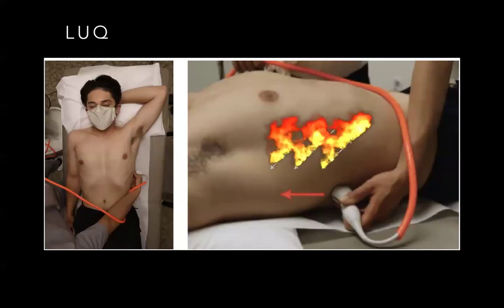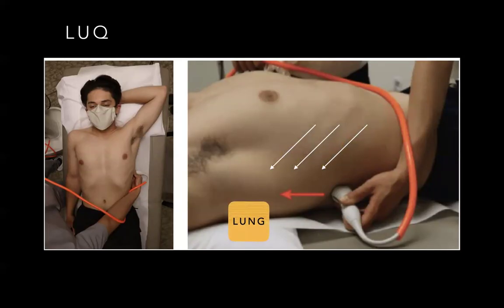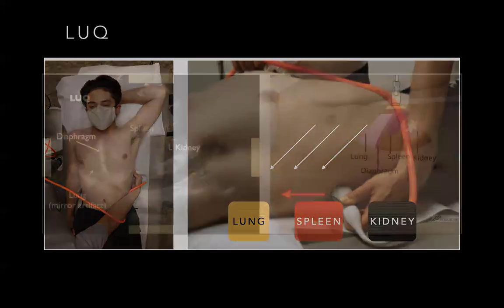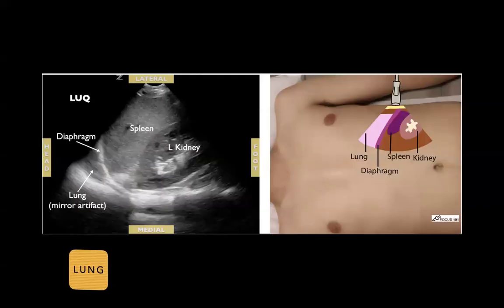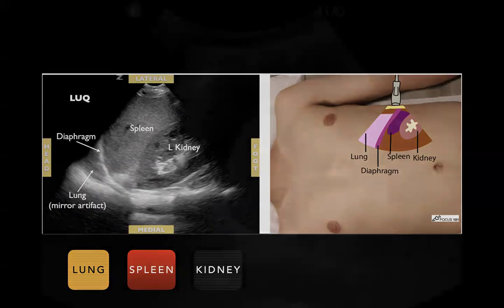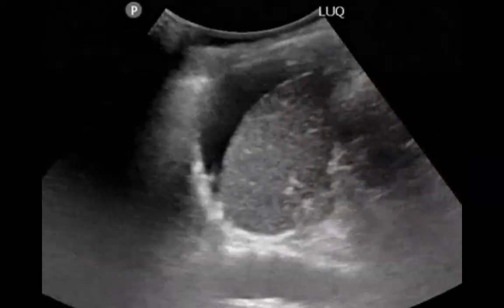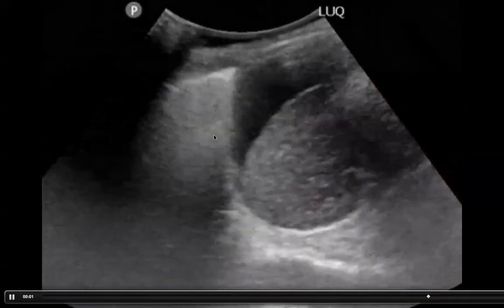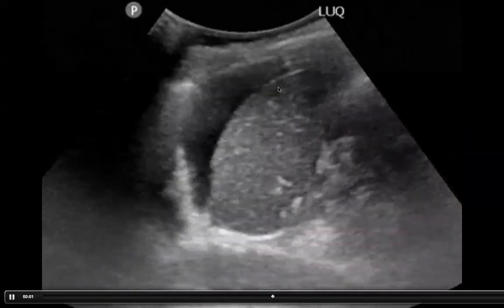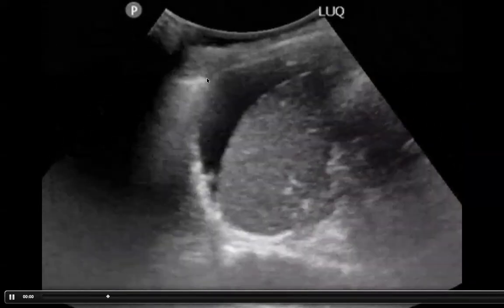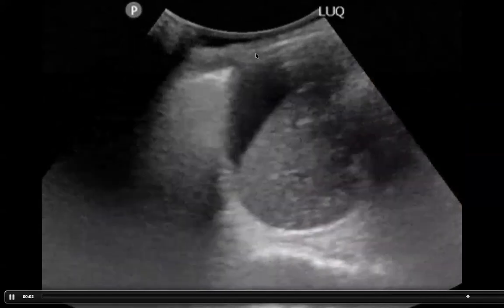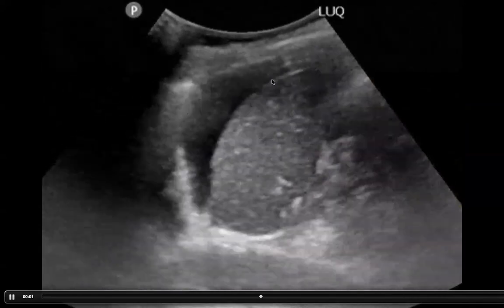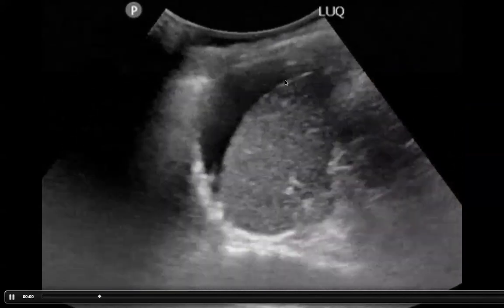All right, so left upper quadrant, same thing. Instead of liver, we have spleen. We talked about this already, so I'm going to speed through this here. And again, pathology, seeing fluid on top of the spleen. This is fluid that's subdiaphragmatic, but on top of the spleen here. So this is free fluid.